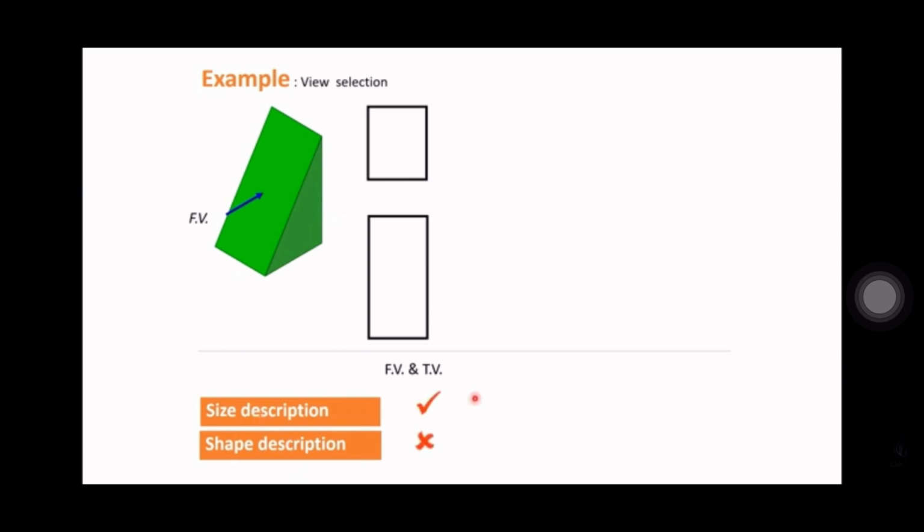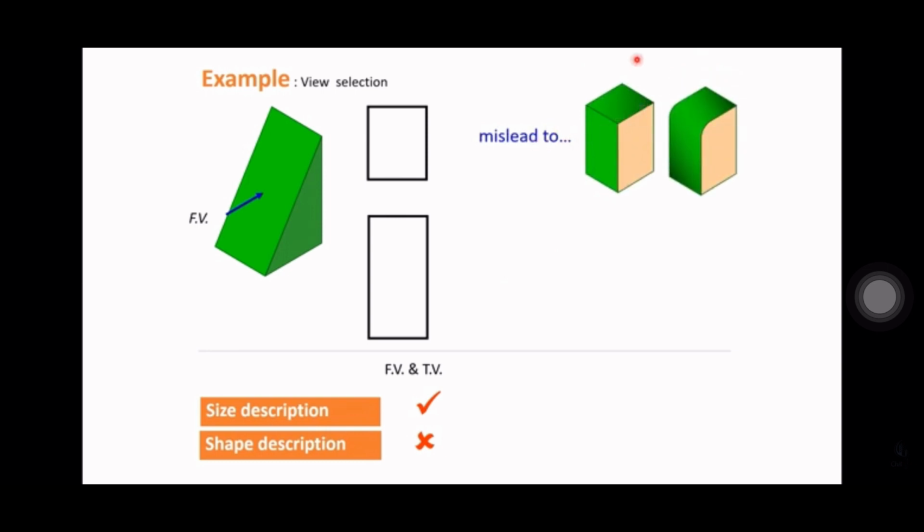So how about size and shape? Size is okay. It means you can get the width from here and the height of this object from this front view. You are getting all 3 dimensions, but you are not getting the shape description. One may think that it is a box, when you draw the top view like that, and when you see from the front, the view will be like that.